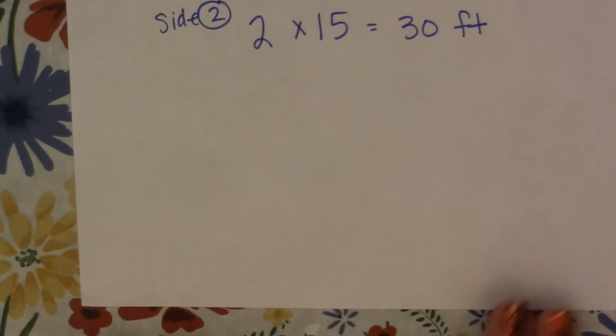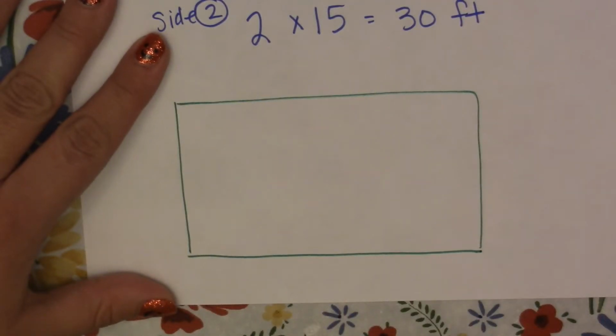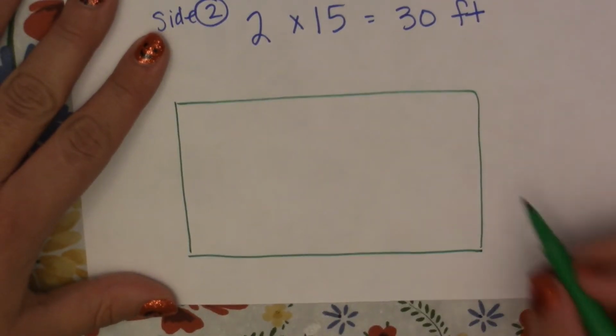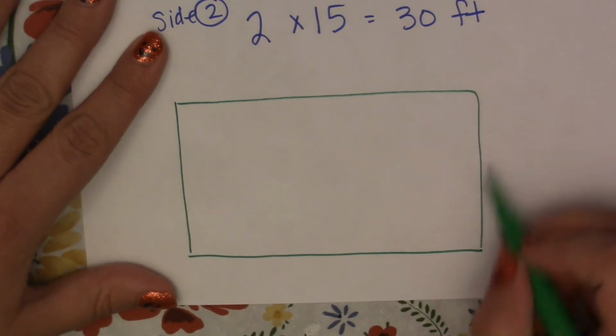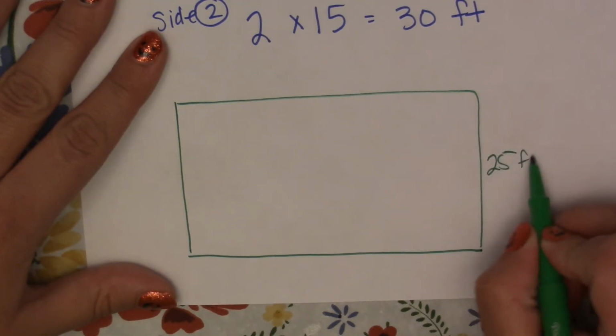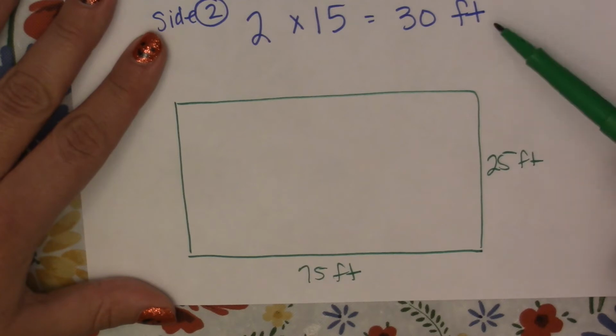So if we think about the property, I'm going to draw a picture. It's not going to be super pretty or great, but it'll get you the idea. This green represents the property that the school has to put the basketball court on. This side length would be 25 feet, and then this side length would be 75 feet. So the question is, will that court fit on that?